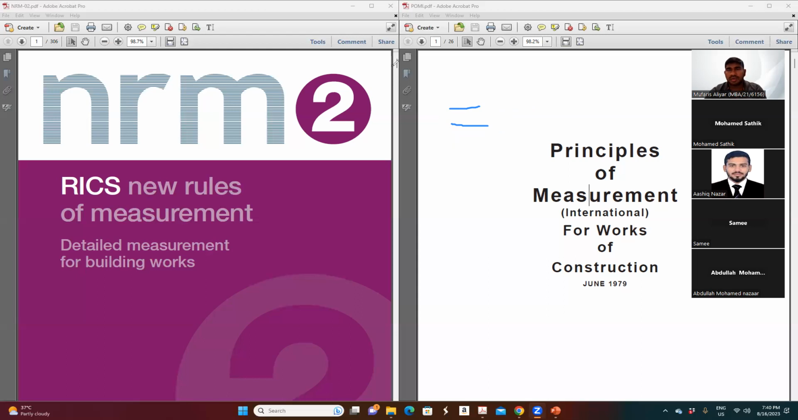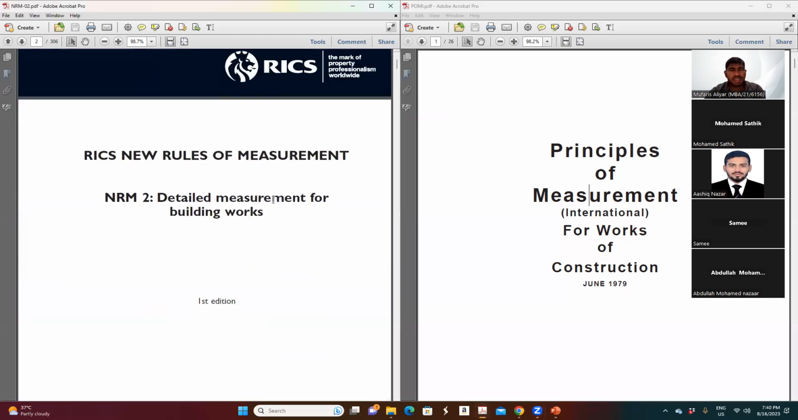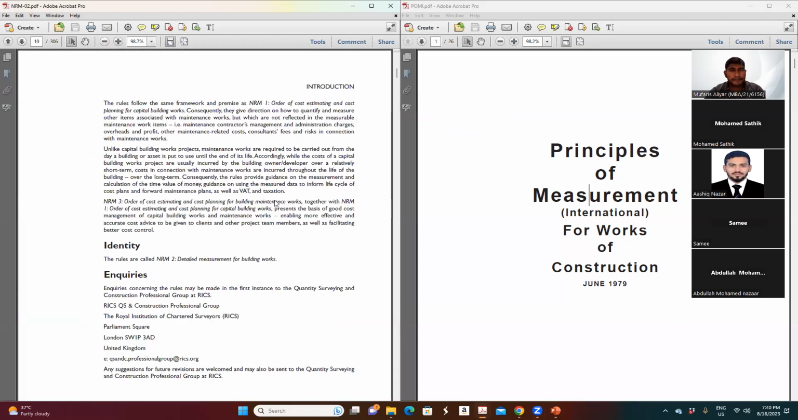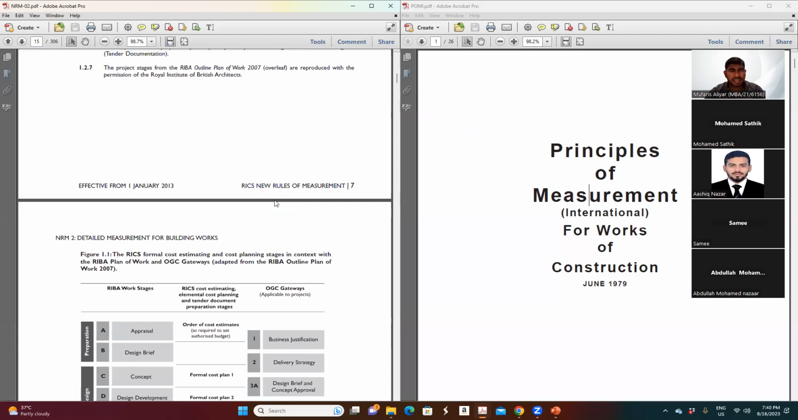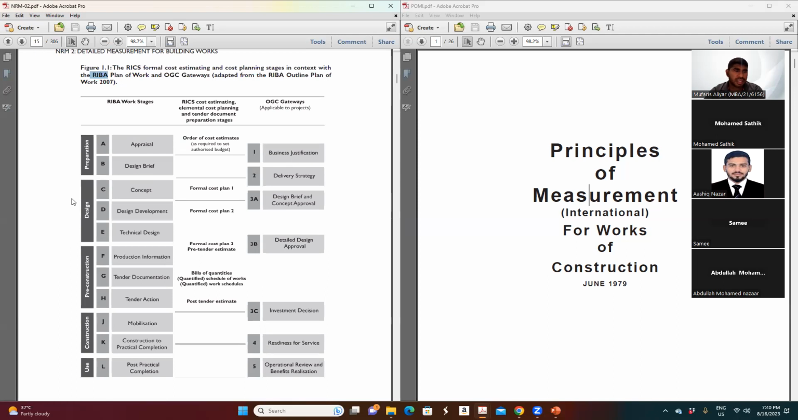Okay. According to RIBA plan of work. Okay. What is RIBA plan of work? Royal Institute of building architect, I guess. After this class, you just go, and it is a very important thing. I think I already showed you also in the previous class. RIBA plan of work. Okay.